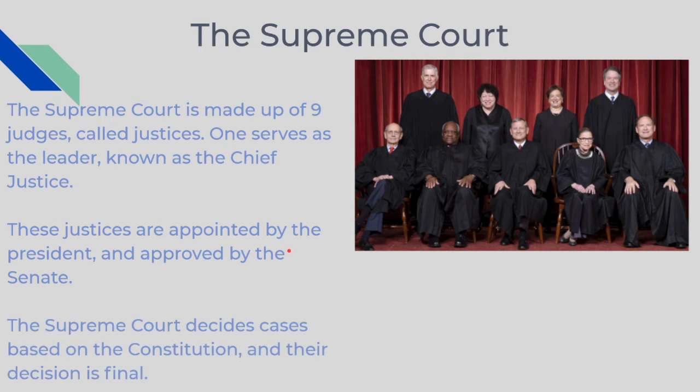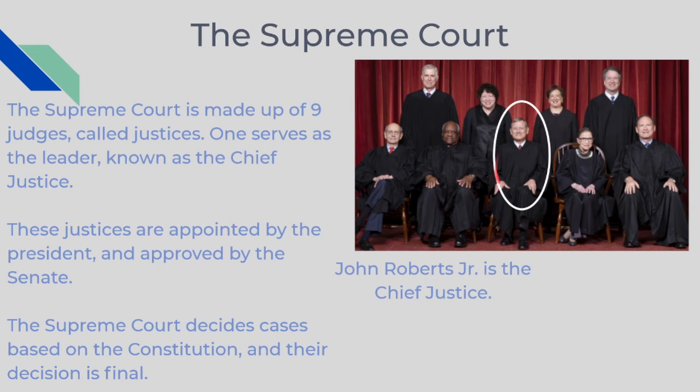The Supreme Court decides cases based on the Constitution, and their decision is final. So, whatever the court says, that is now the new law. And the only way to overturn a Supreme Court decision is with a new Supreme Court decision. Okay? So, this picture over here shows 8 of the current justices of the Supreme Court.